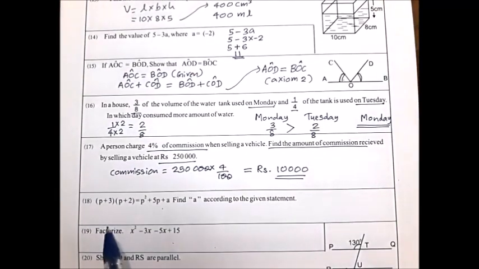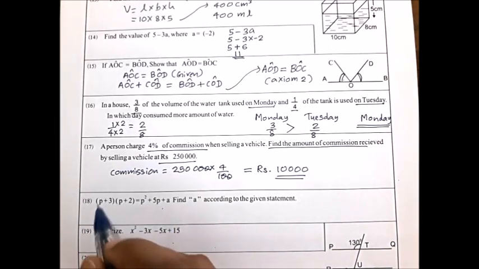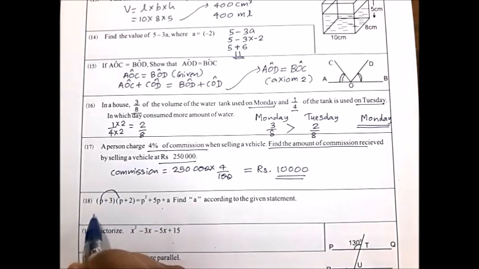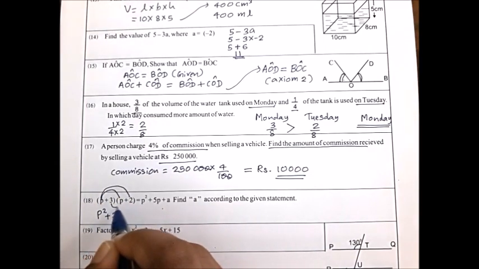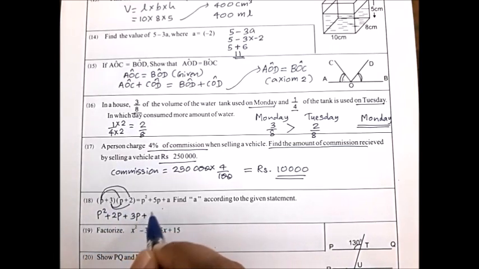18th question. This left side equals p squared plus 5p plus a. Find the value of a according to the given statement. First remove brackets of the left hand side. P multiplied by p, p to the power 2. P multiplied by 2, 2p. 3 multiplied by p, 3p. 3 multiplied by 2, 6.